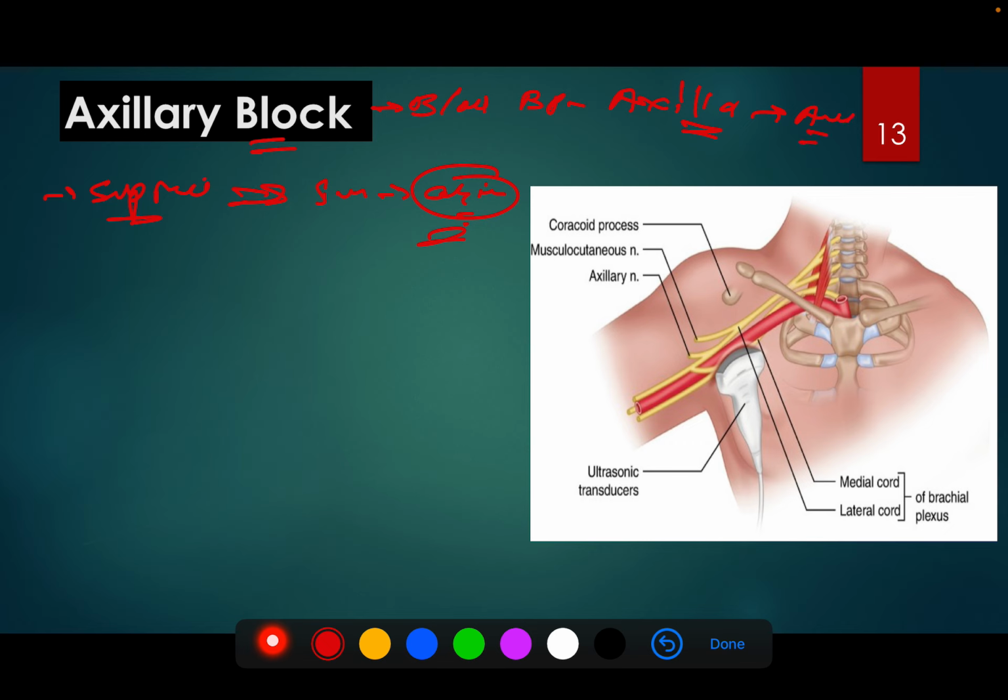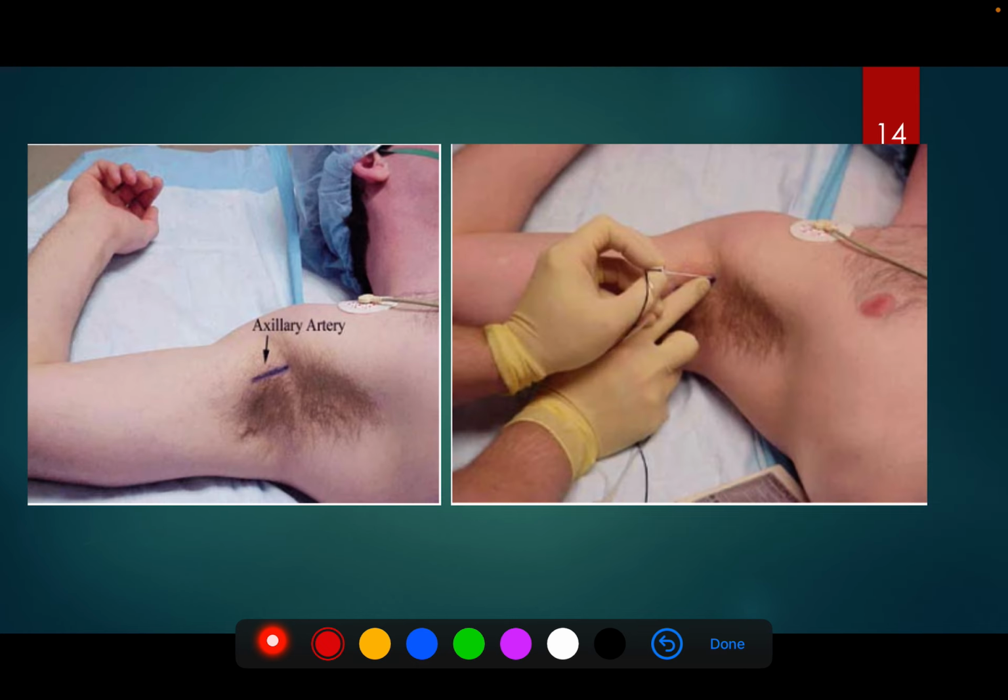So what do we do? Keep the patient in supine position and abduct the arm to 90 degree. Remember, those patients who cannot abduct more than 45 degree, we cannot do these procedures, okay? So the position should be like this. Keep the patient in supine position and abduct the arm to 90 degree if it is possible, otherwise at least more than 45 degree.